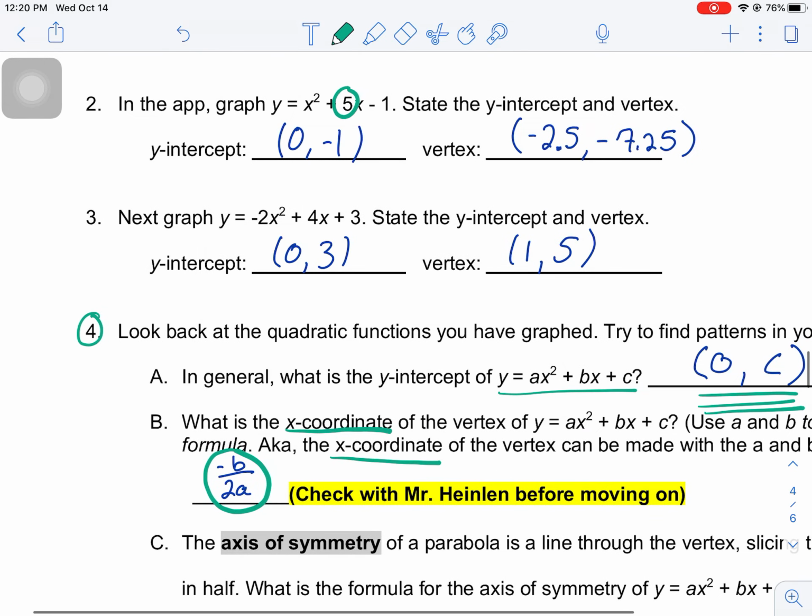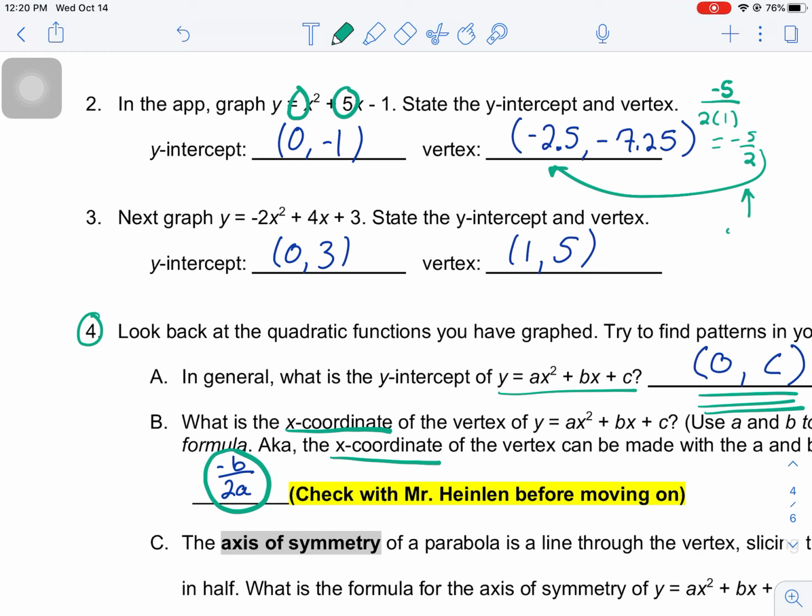So the b value is in the middle, so we would take negative 5. And then we would divide it by 2 times a. The a value here is 1, so we would do 2 times 1, which would give us negative 5 halves. Negative 5 halves is negative 2.5. From there, to find the y value, you would plug that value in for x to find y. Okay, and that's what you're going to do.